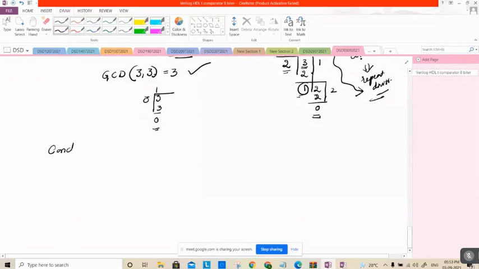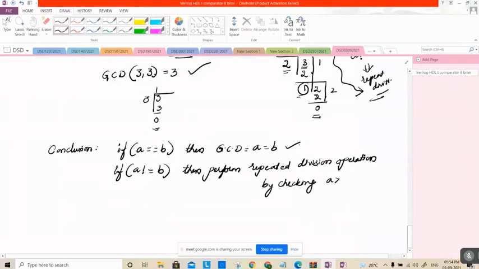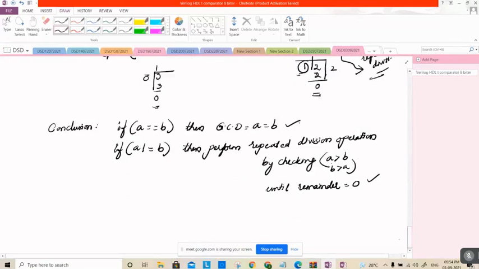So the conclusion from this is: if A is equal to B, then GCD is equal to A or B. Anything can be the value. Else, if A is not equal to B, then perform the repeated division operation by checking the condition A greater than B or B greater than A. By checking this, you are supposed to perform the repeated division operation until the remainder is equal to zero. Is it true? Do you agree with this, or any doubts?